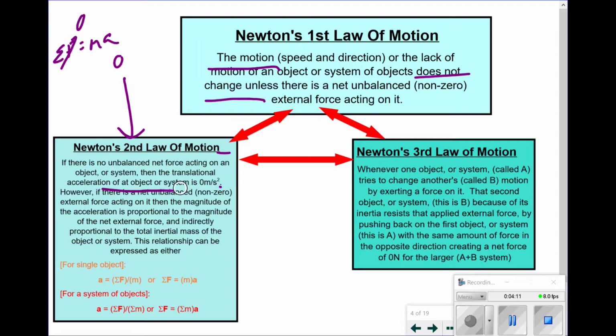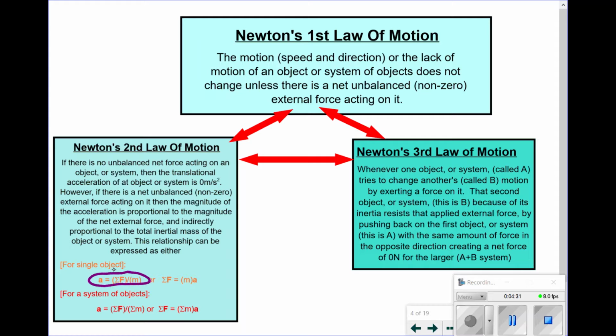Now, if there is an external force that's non-zero, which means it's unbalanced, then there is an acceleration. And that acceleration is going to be equal to the net force trying to create the change divided by the inertial mass of the object. Now, why does this equation work? Well, forces try to create the change. Objects resist a change in motion. That goes right back to the first law. Mass is the resistance to that change.